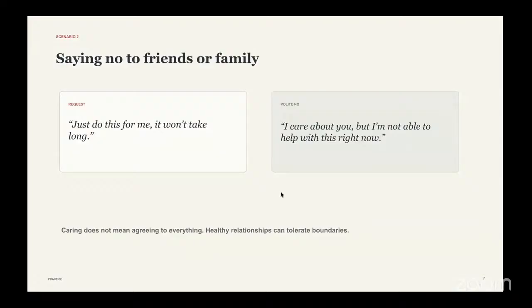Now, of course, this isn't just limited to work life. Saying no to family and friends is also very important. So if someone says, just do this for me, it won't take long, you can say, I care about you, but I'm not able to help with this right now. And that doesn't mean that you don't care about this person, but caring about someone doesn't mean agreeing to every request.